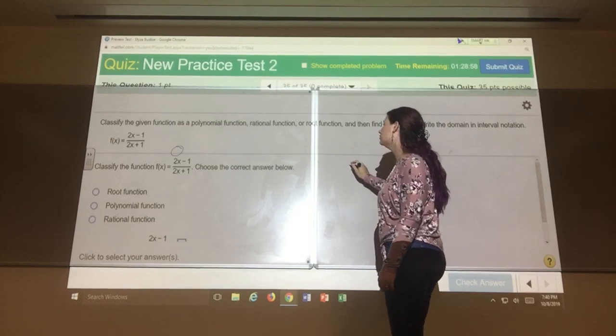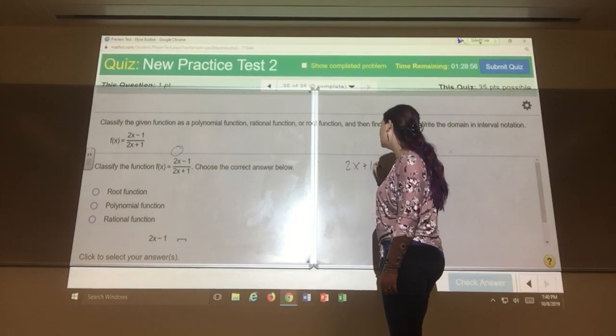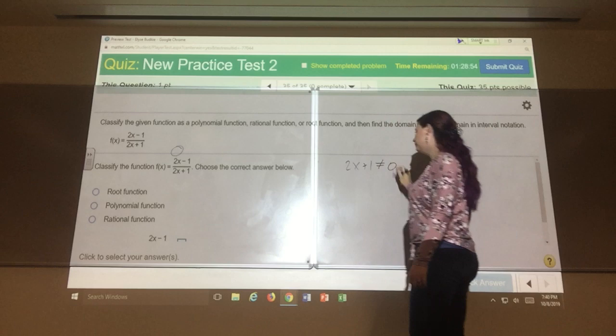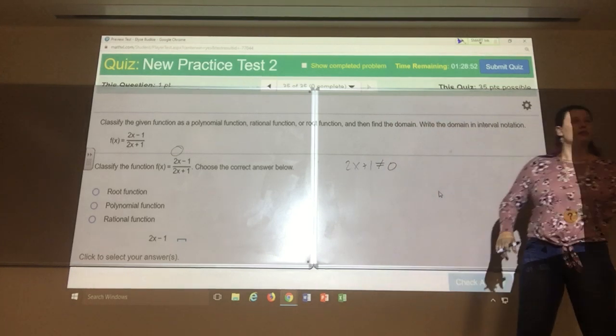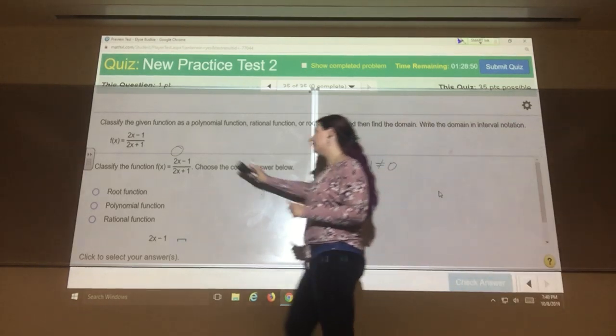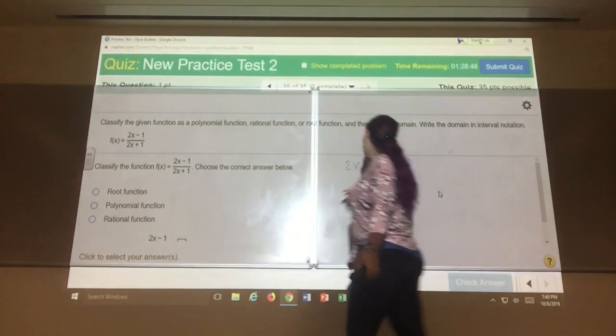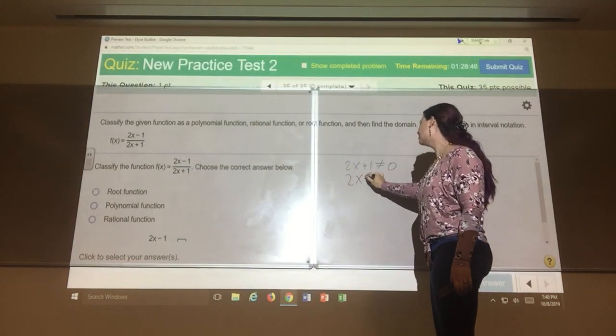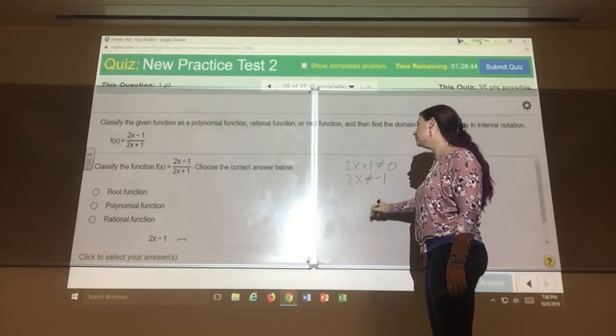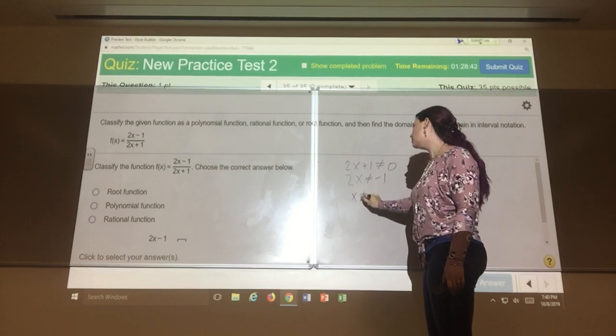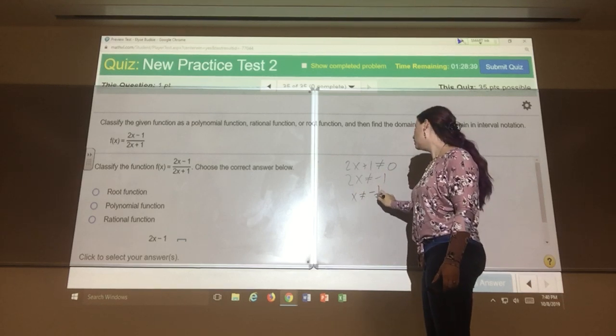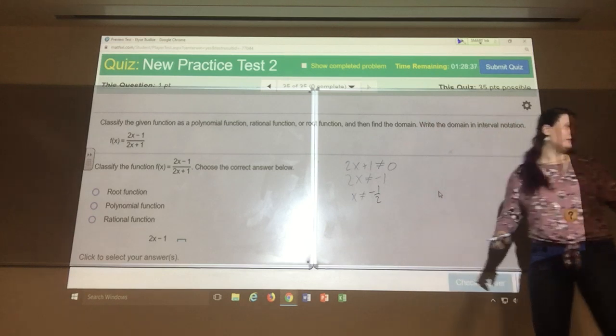Can't equal 0. So 2x plus 1 can't equal 0. And then we solve, right? Yep. So 2x can't equal -1, and x can't equal -1/2. How do we write that?